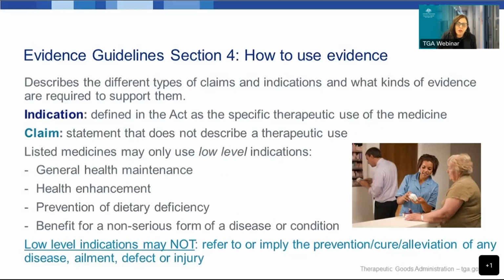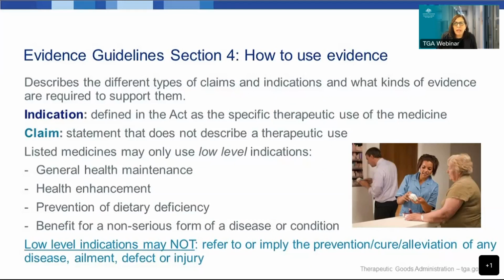Evidence Guidelines Section 4 shows how to use evidence. This describes the different types of claims and indications and what kinds of evidence are required to support them. Indication is defined in the Act as a specific therapeutic use of the medicine. Conversely, a claim is a statement that does not describe a therapeutic use.